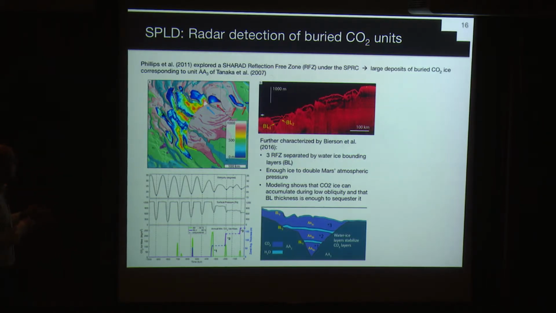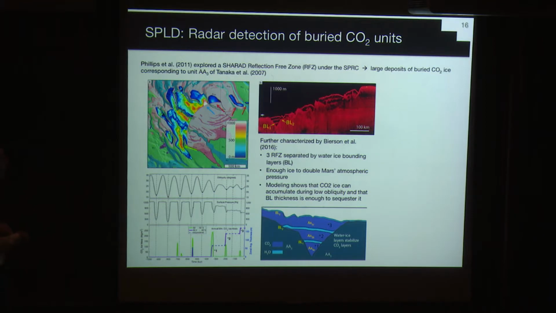And so this unit, they inferred that it corresponded to the AA3 unit of Tanaka et al. 2007. Bierson et al. further characterized the unit that was first detected by Phillips et al., and they were the ones that found these reflectors that Shane was just discussing. He also mentioned that there's enough CO2 ice there to double Mars's atmospheric pressure.